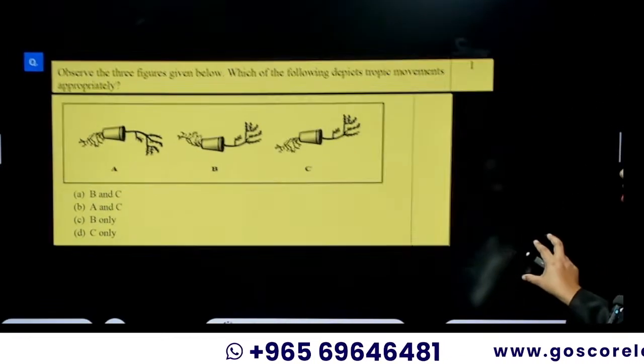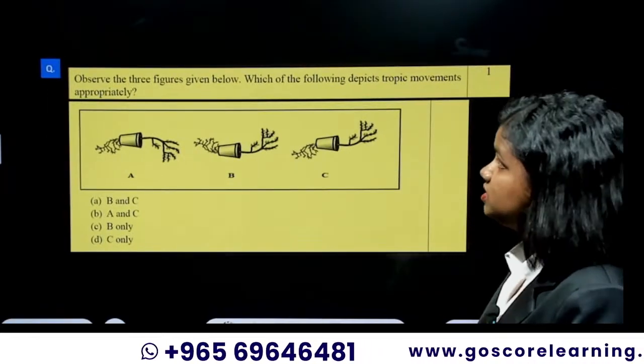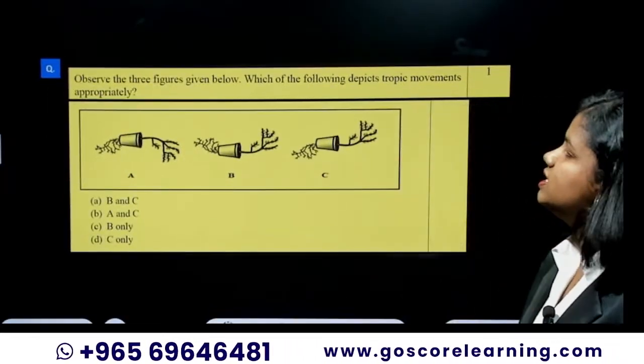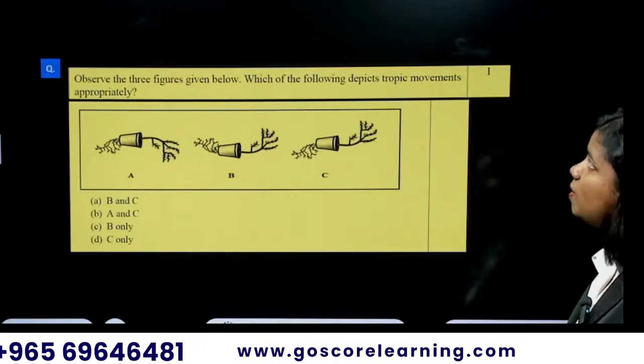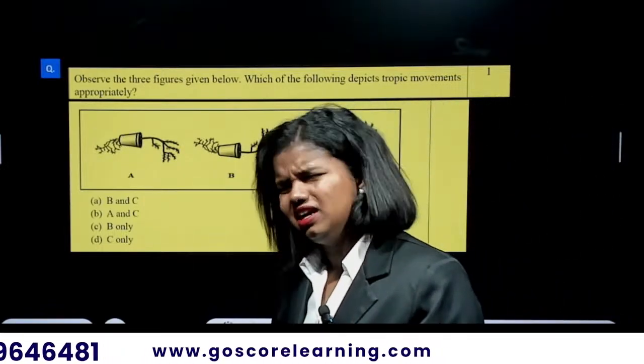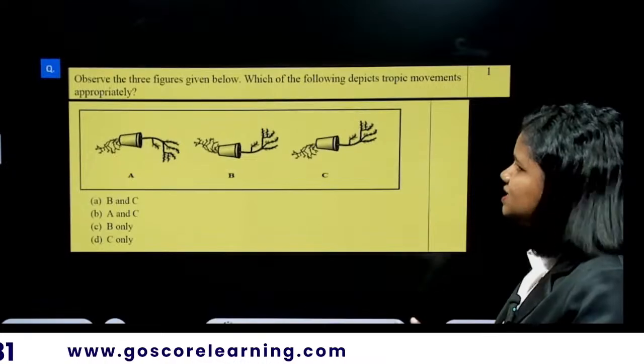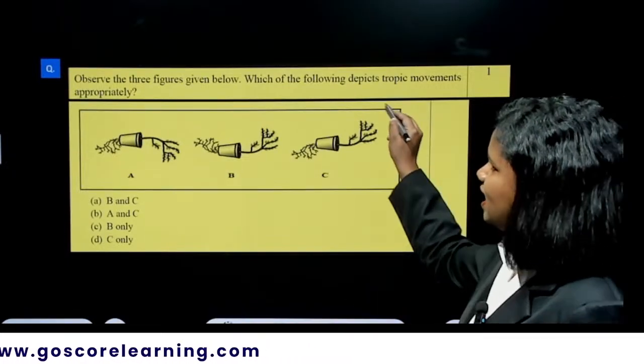This is another question from your control and coordination. Observe the 3 figures given below. Which of the following depicts tropic movements appropriately? It's a repeated, frequently seen question, and I think you already know the answer.